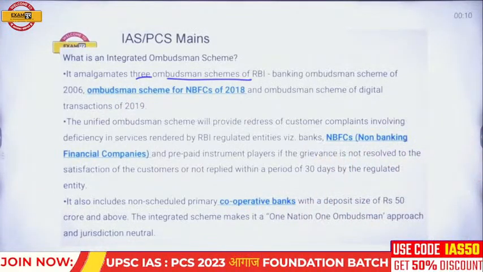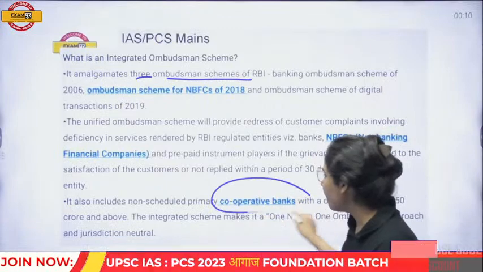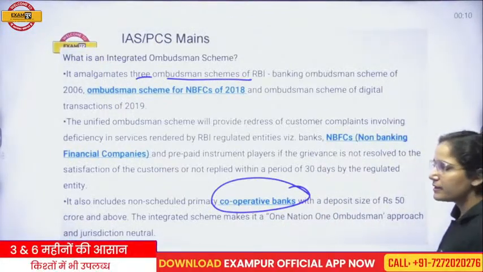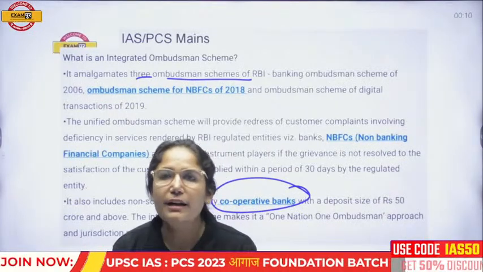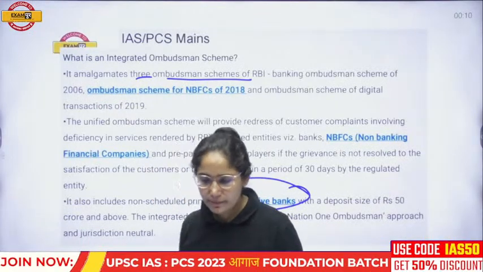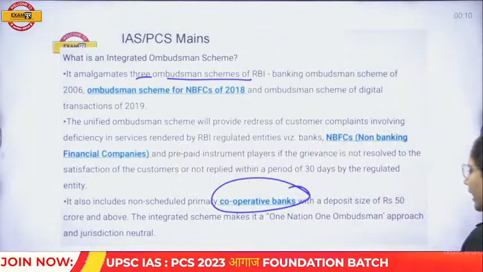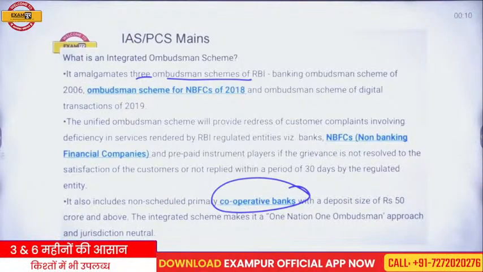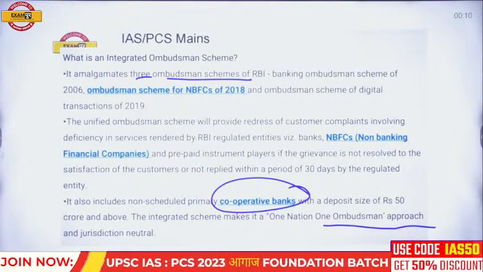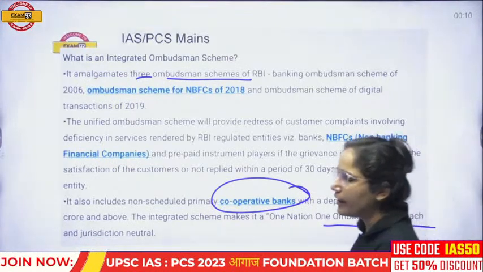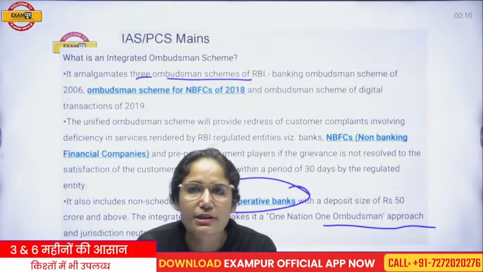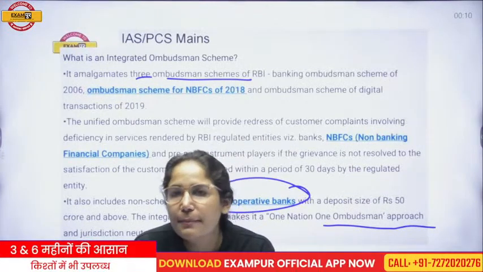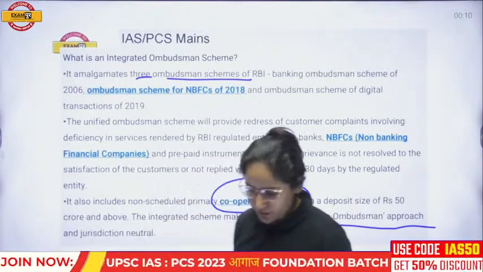So non-scheduled primary cooperative banks are also part of the integrated ombudsman scheme to have access in case of complaint. One nation, one ombudsman approach, jurisdiction neutral, like wherever you live, you would have jurisdiction. Like the ombudsman scheme does have jurisdiction over every segment of the economy.